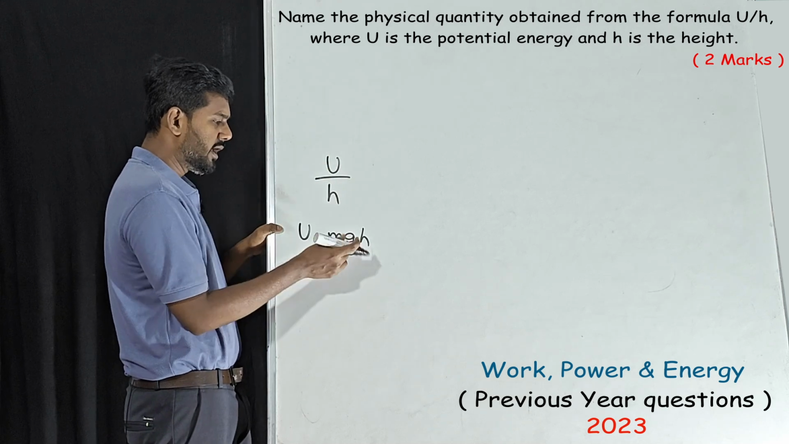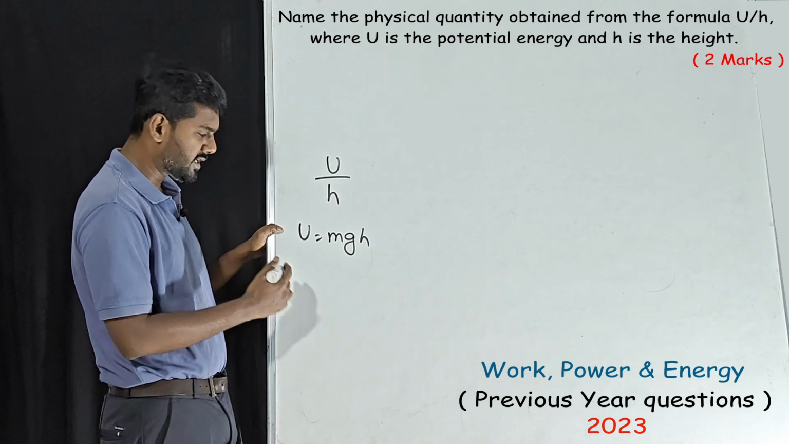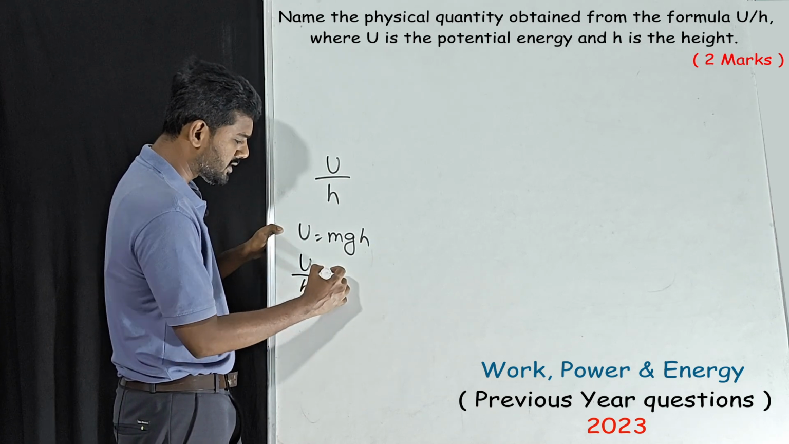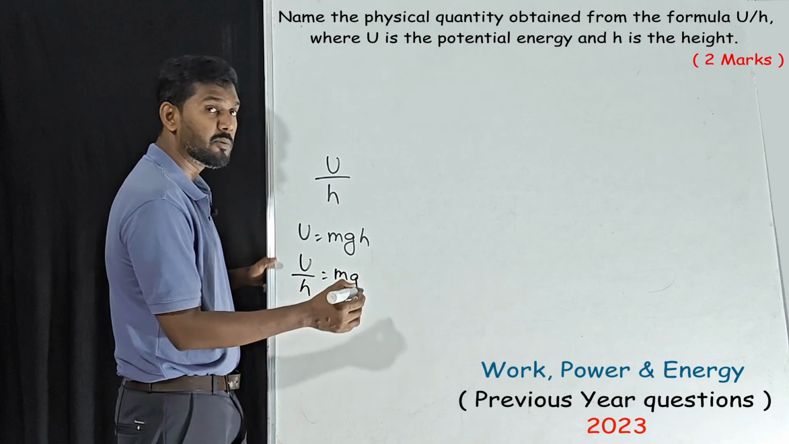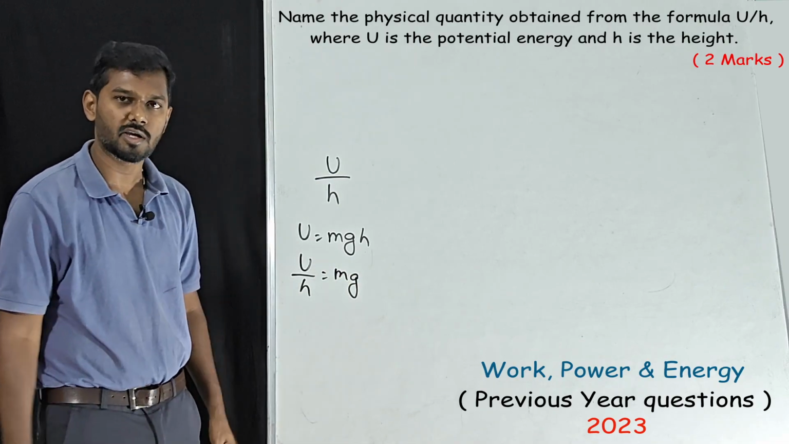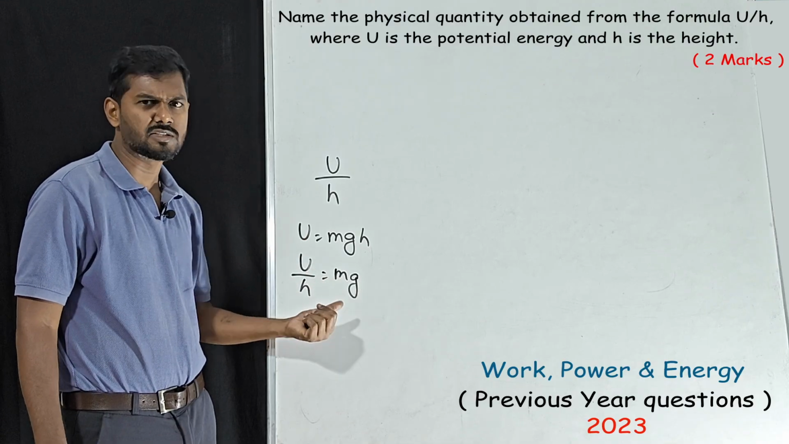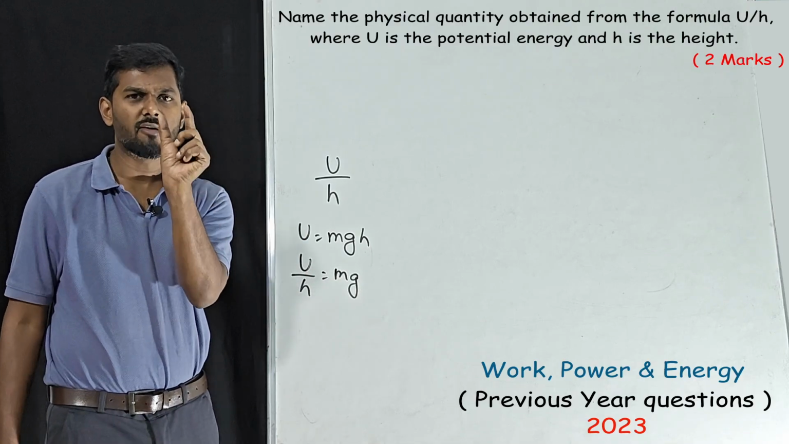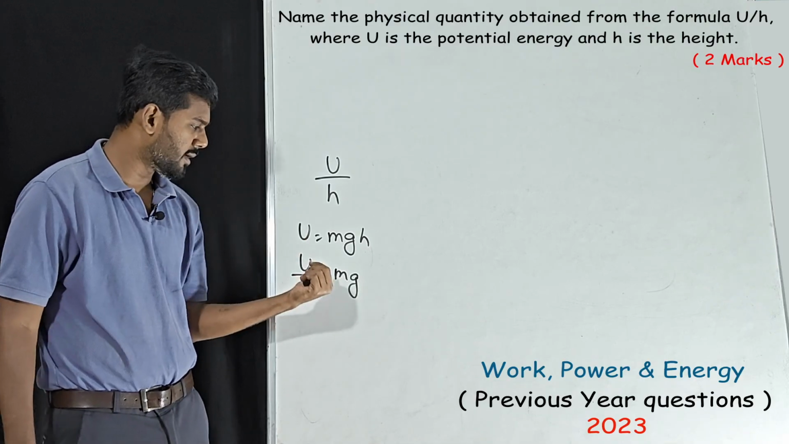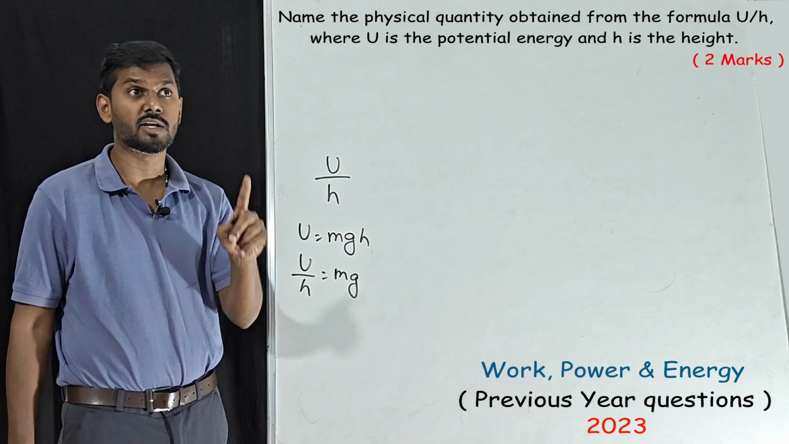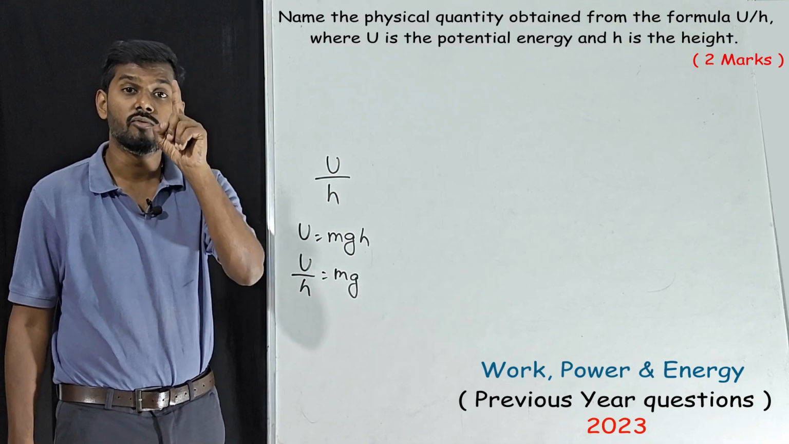According to the question, h is moved to the LHS, correct? So if you move h, what is the remaining thing? mg. So that is what we want, correct? What is the physical quantity? But here we have two letters. A physical quantity means it will have only one symbol, correct? mg has two physical quantities, but how many physical quantities do we want? We want one.